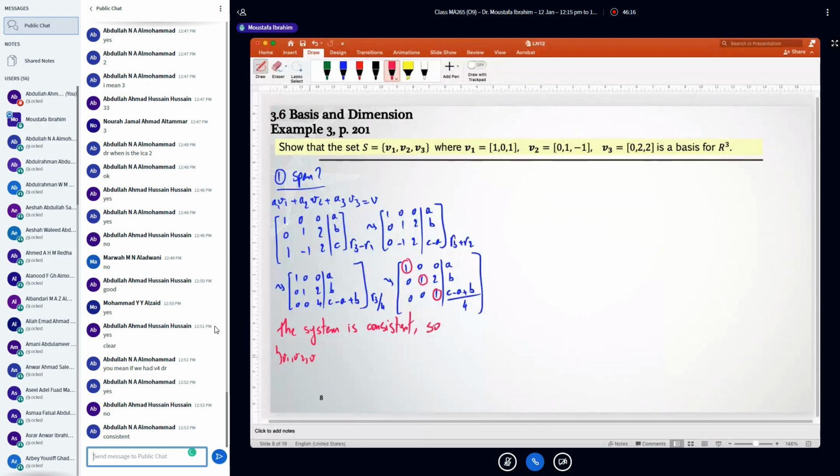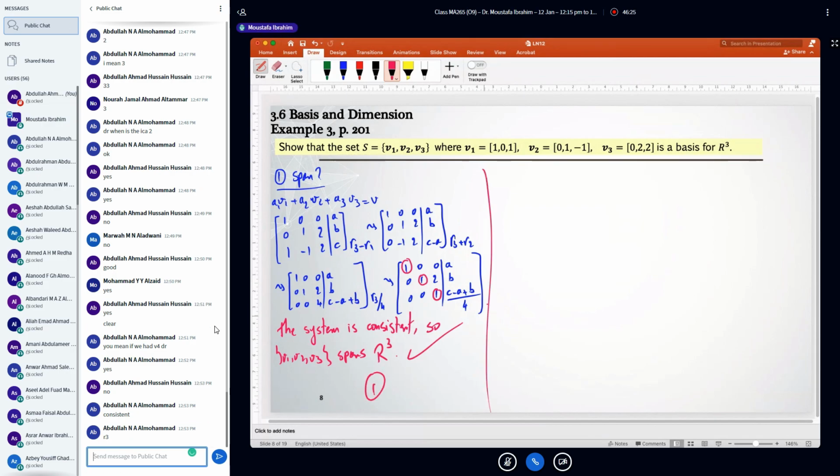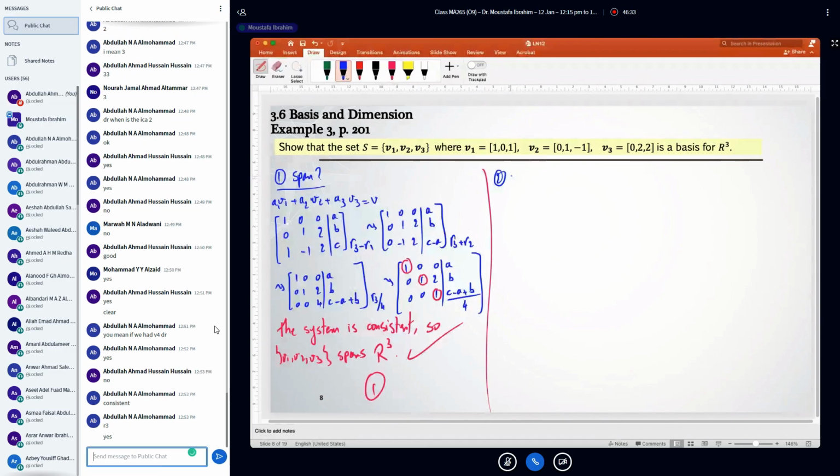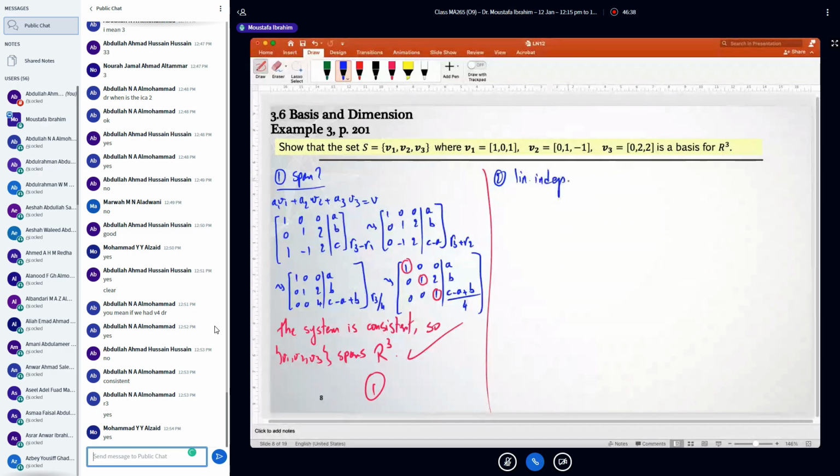V1, V2, V3 spans R3. So one is done. Now, let's see if it's linearly independent. Can we use determinant? Since we have vectors, very good. So we have how many vectors? 3. It's R to the power of n equals 3, so k equals n.